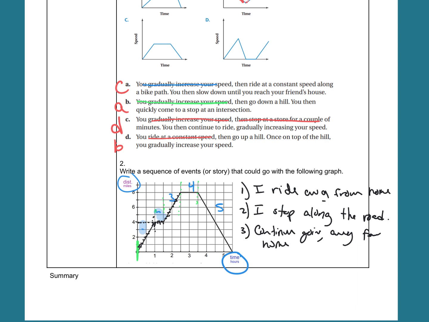I do want to add one more thing to both 1 and 3. I go away from home at a constant speed. Because during this section here, it's a nice straight line, so it's a constant speed. During this section here, it's a nice straight line, so that is at a constant speed.